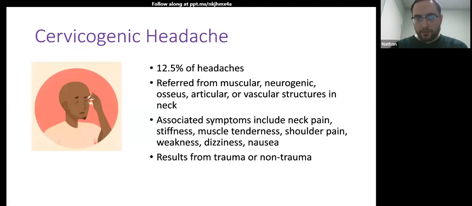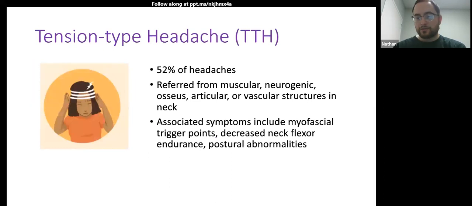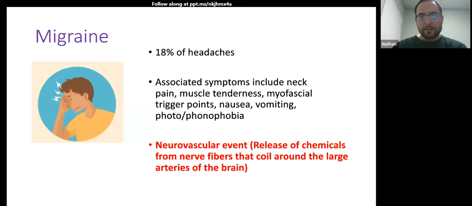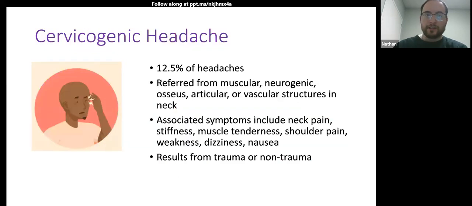The third one is something called a cervicogenic headache. If you look at the title of the word, cervico means neck, and genic means it's originating from the neck. So it's usually more related to something coming from the neck and going to the head. This can also be very common in terms of pain, and there's definitely a referral pain pattern that comes along. But again, of the three, we've got the tension type headache, which is 52%, 18% is migraine, and then 12.5% of headaches is cervicogenic.